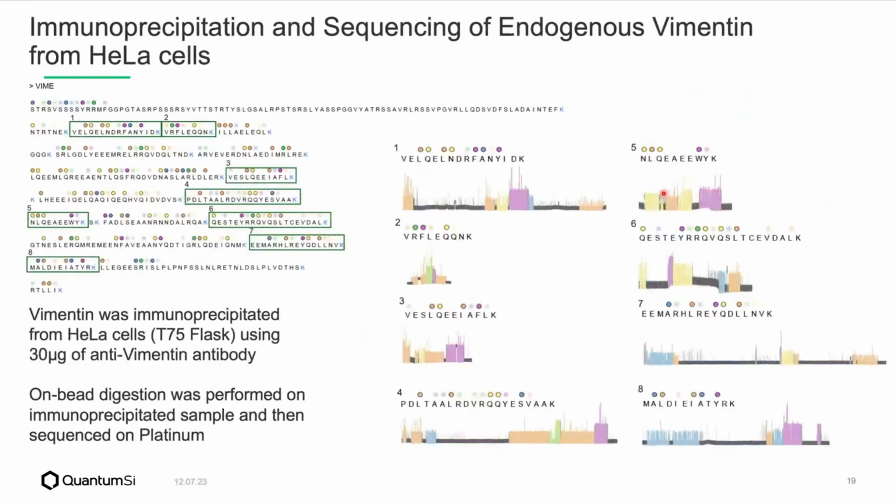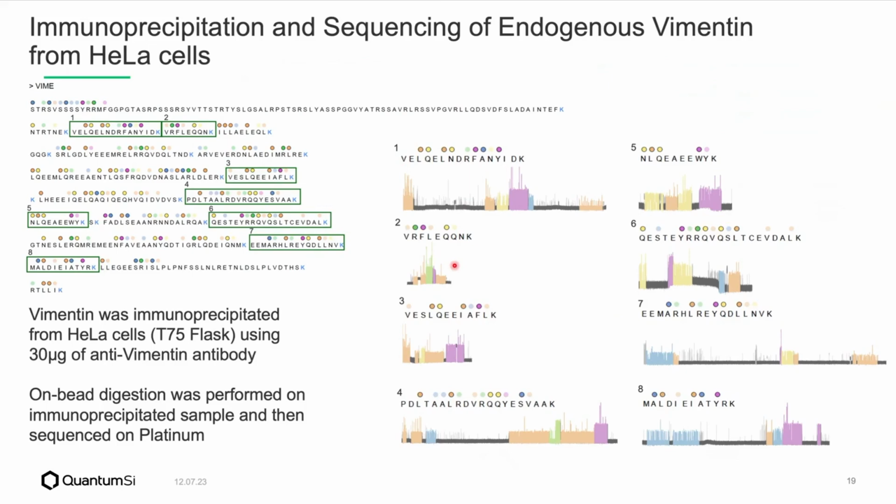Now, we've also recently begun looking at the ability of the immunoprecipitation procedure to identify endogenous proteins. One such example is shown here above with the protein vimentin. In this particular case, we were able to take an IP of vimentin protein from a T75 flask of confluent HeLa cells, and again we performed our on-bead digestion process with the immunoprecipitated samples. Shown in the upper left-hand portion is the sequence for vimentin, and in the black boxes are the individual peptides that we were able to align to from our sequencing data. Shown on the right-hand side are representative kinetic traces of each of those individual peptides.